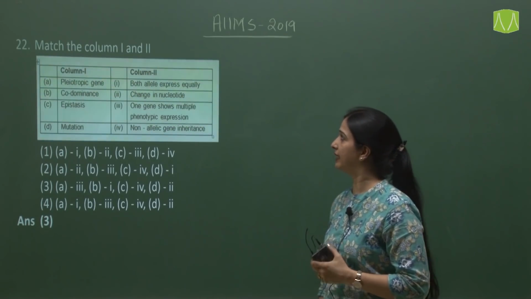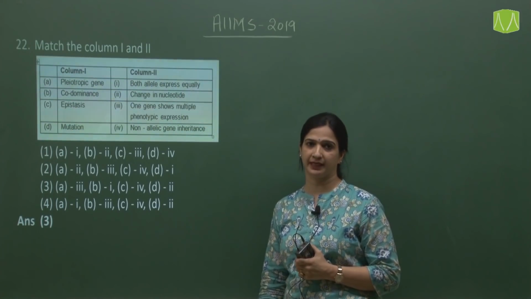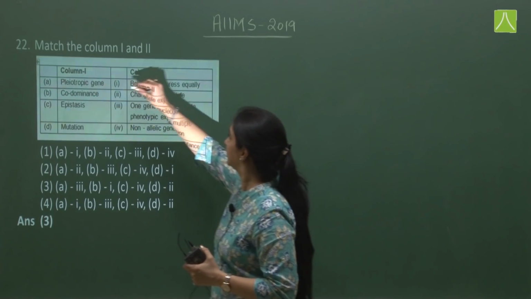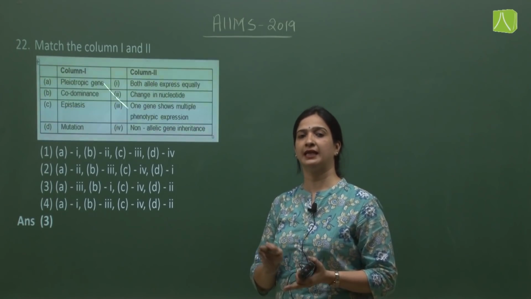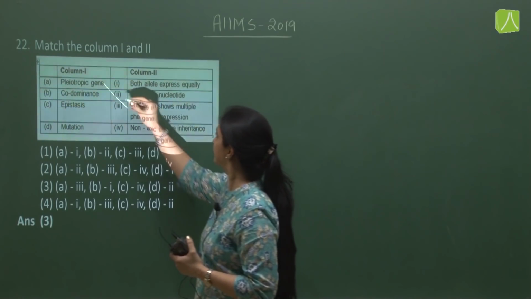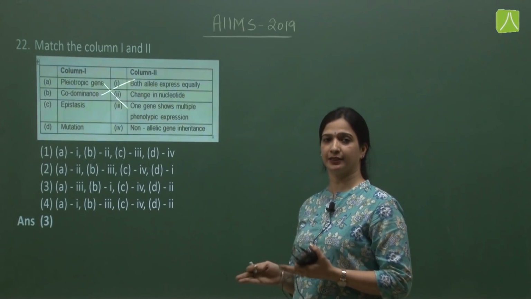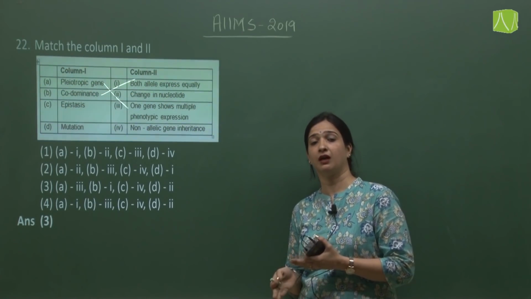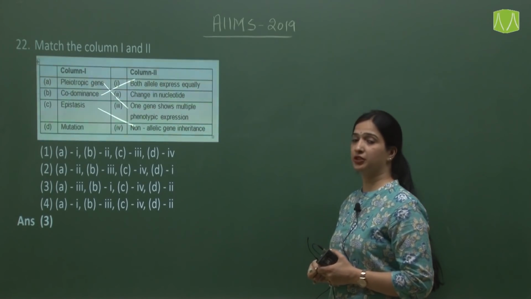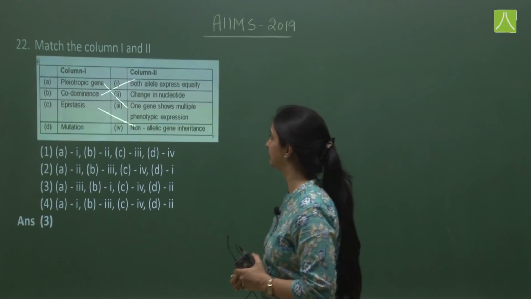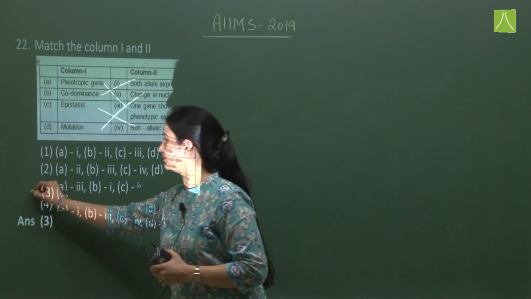Let us see question number 22, match the columns again. Pleiotropic gene is the gene which shows multiple phenotypic expression. Okay, so here if we match it, this is the correct one. B, codominance. In case of codominance, both the alleles express themselves equally. So in this case, the first one is matching. Epistasis is a type of non-allelic interaction in which one gene masks the effect of the other non-allelic gene. So we can say fourth one. And D, mutation. It is the sudden change in the genetic makeup of an organism, or you can say change in the nucleotide. So according to this, the correct option will be 3.